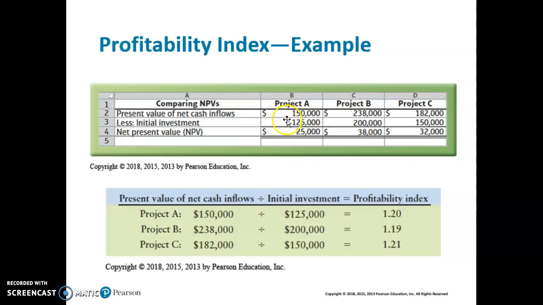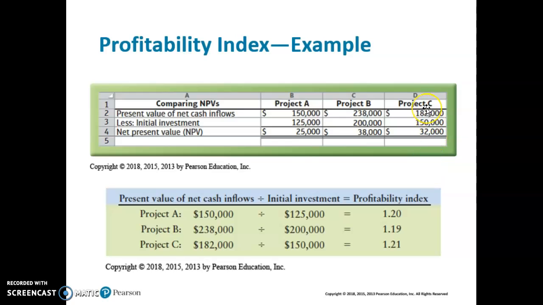So for project A, I'm investing 125 to get 150. So my net present value then is 25,000. To figure out the profitability index, I'll take the present value of the cash flows, 150, divided by the initial investment, and that gives me an index of 1.2. So I get $1.20 for every dollar invested in this project. For project B, my net cash inflows are 238, divided by the investment of 200. For project B, I'm getting $1.19 for every dollar invested.